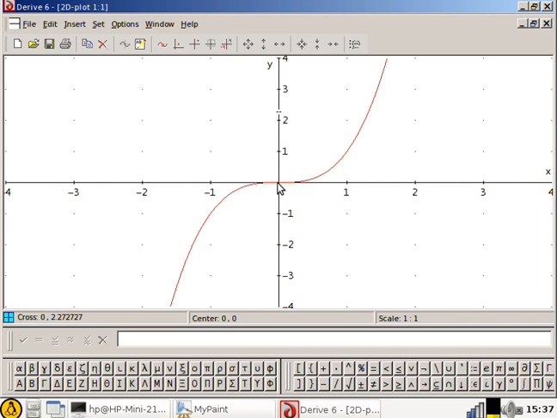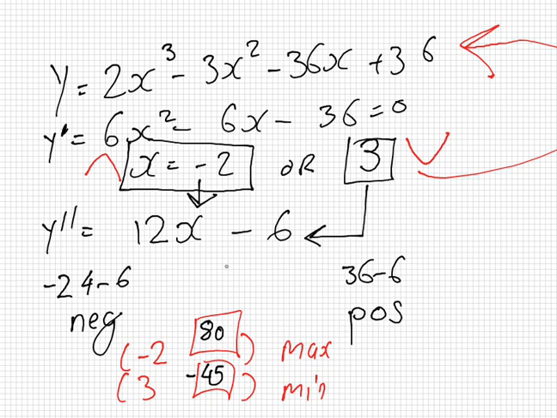So let's have a look at some more examples now. Can you look at number 3?